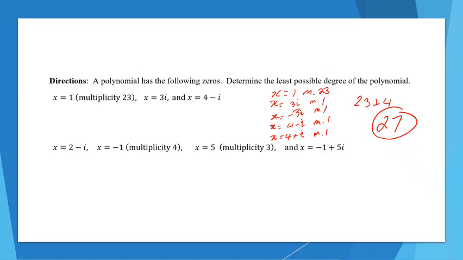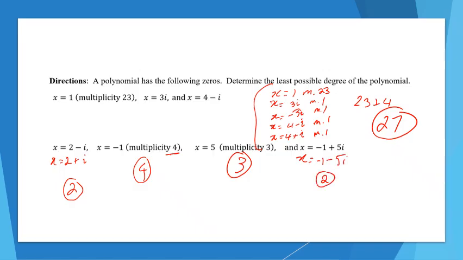The next one we have, I'm not going to write out all these zeros, but we know that there's going to be 2 here from x equals 2 minus i and x equals 2 plus i. We know there's going to be 4. We're going to count 4 because of the multiplicity, and then 3 there for the same reason. And then here we have x equals -1 minus 5i. So this should be 2 that we're going to count as well.